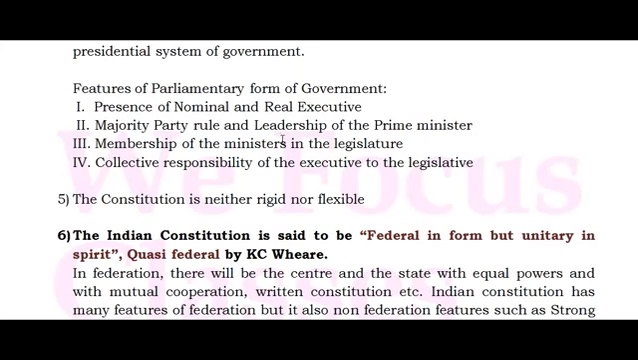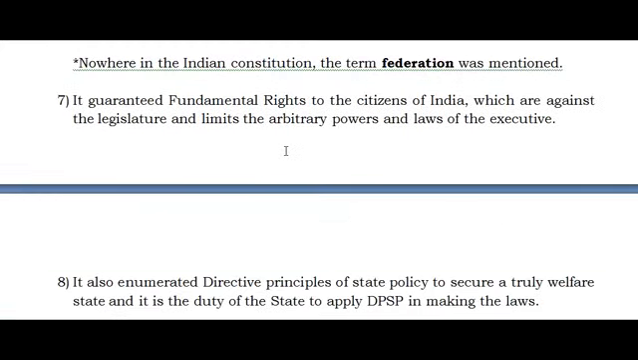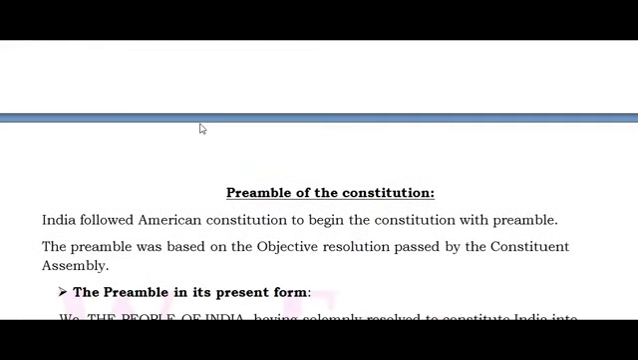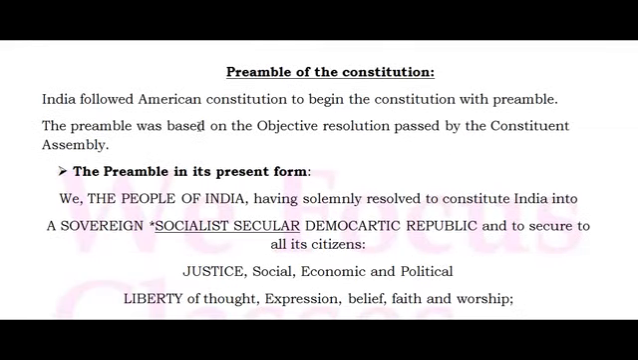So we said that our constitution has a preamble, and it is having 22 parts, 395 articles, and 12 schedules. So we'll discuss one by one. Better to start with the preamble of the constitution. The preamble of the constitution is very simple, friends.